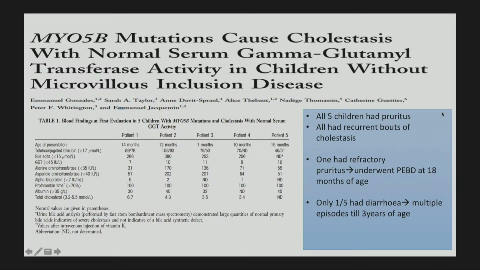5 patients were identified who had pruritus with recurrent bouts of cholestasis, and partial external biliary diversion was offered to these patients, which showed relief of pruritus. So this is another new type of PFIC where MYO5B mutation has been seen without being associated with microvillus inclusion disease.